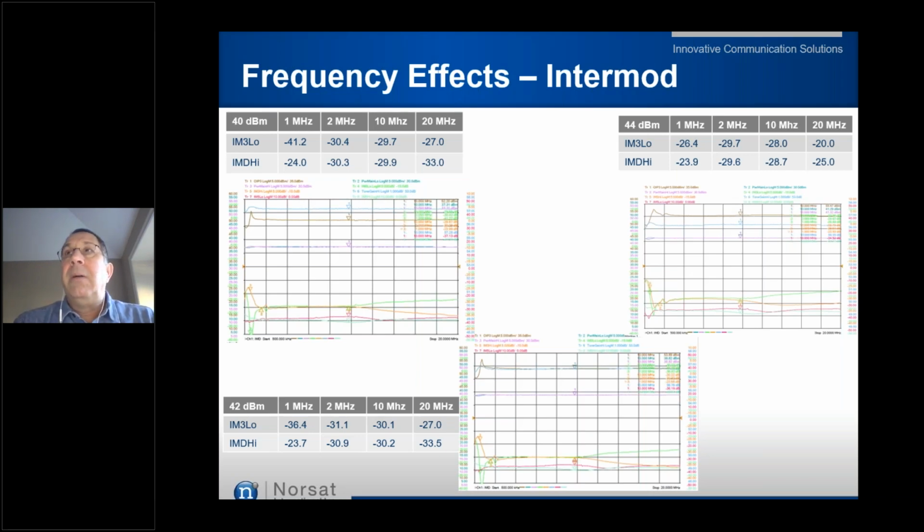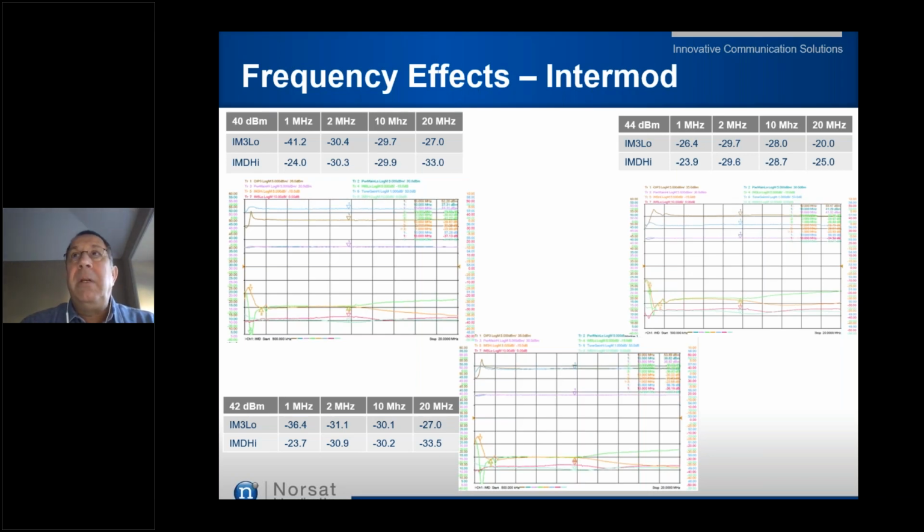from about 2 to 10 megahertz, they're pretty consistent. Below 2 megahertz, at 1 megahertz, we're 3 to 6 dB worse on intermods, and at 20 megahertz, we're quite a bit worse as well, up to 5 to 8 dB worse. You also see there's an unbalancing going on. At 1 megahertz, the low is a little bit better than the high, reversed at 20 megahertz. So there is a difference as you look at the spacing of the two tones.